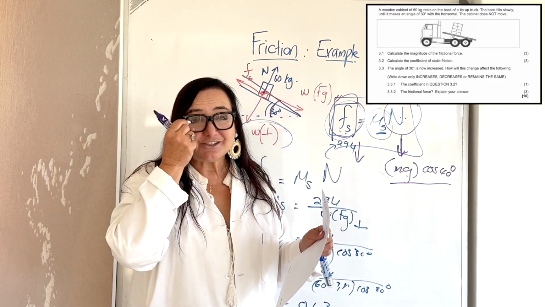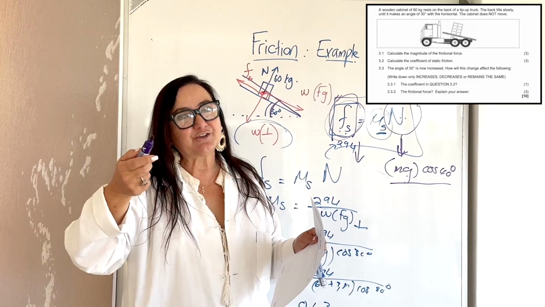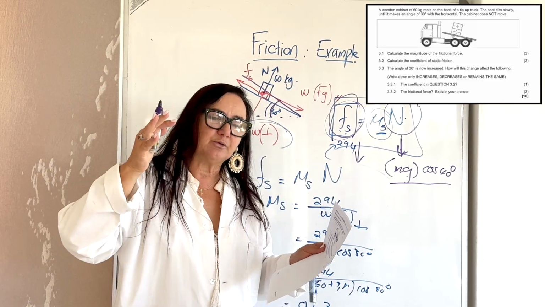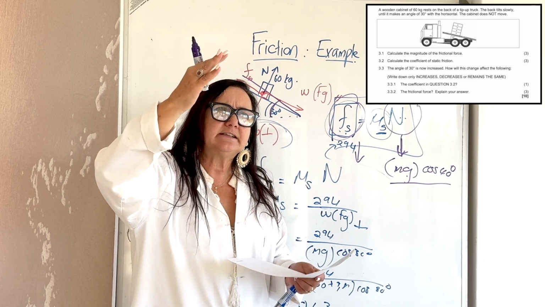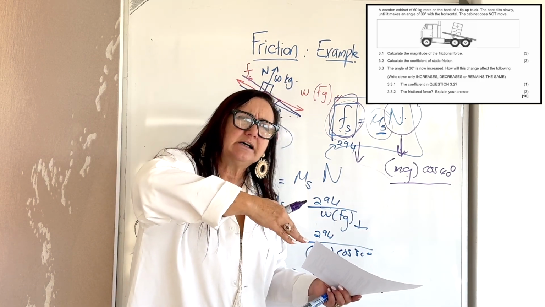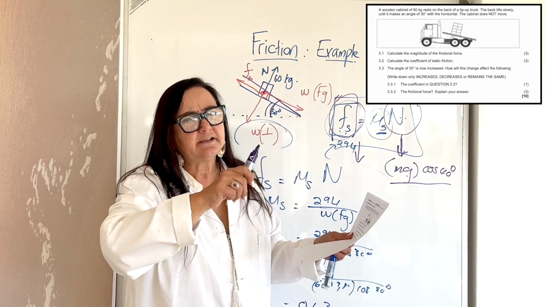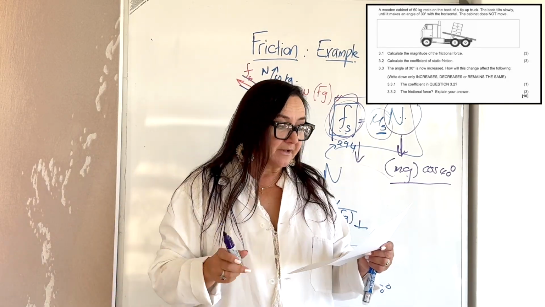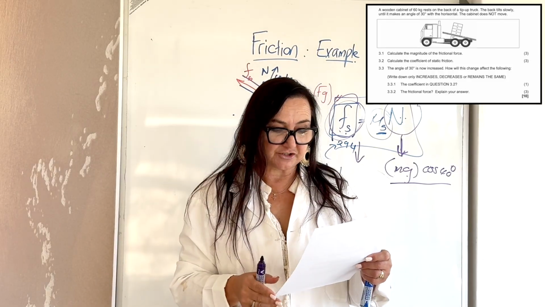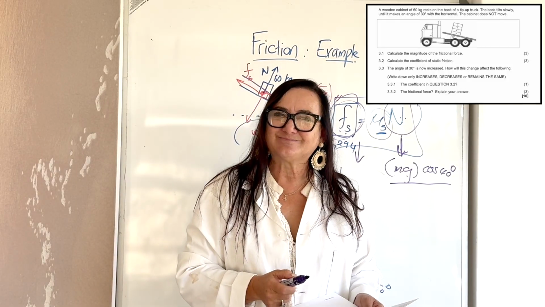So that's a catch one. Because you see how I started to think immediately, oh, they want me to work out what's the normal now, because the angle increases, so my normal is going to go down, and there I go. So I didn't read my question. So what was the question? The coefficient. Next question, the friction force.